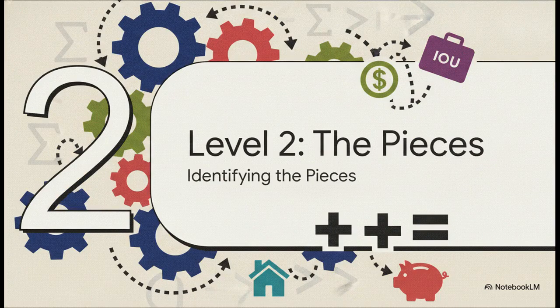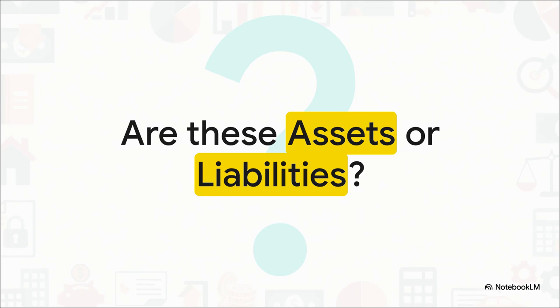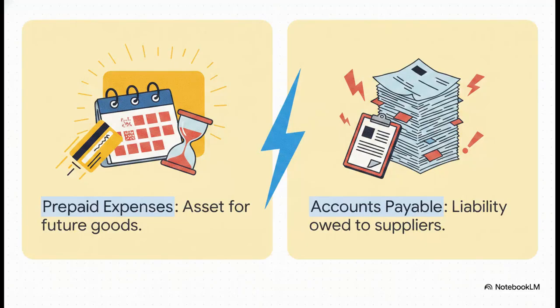Moving right along to level 2, identifying the pieces, because knowing the formula is only half the battle, right? We need to know what actually goes where. So here is your level 2 challenge. Take a look at these two notoriously tricky terms from our source material: prepaid expenses and accounts payable. Are they assets or are they liabilities? Take a second to mentally categorize them. They sound like they might be doing the same kind of thing, but don't let the names fool you. And this brilliantly illustrates how easy it is to get tripped up if you're not looking closely.